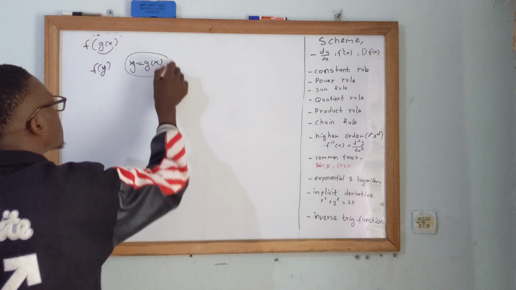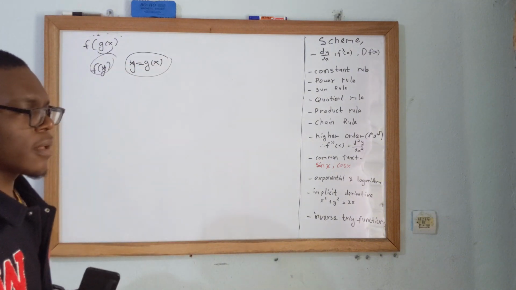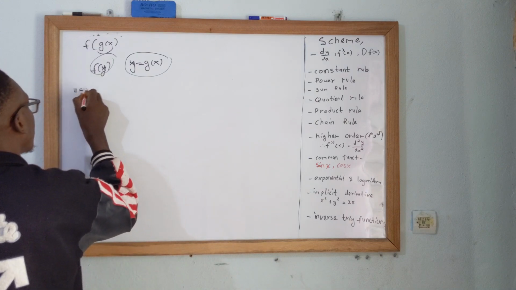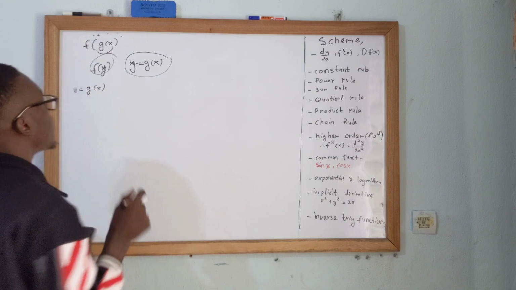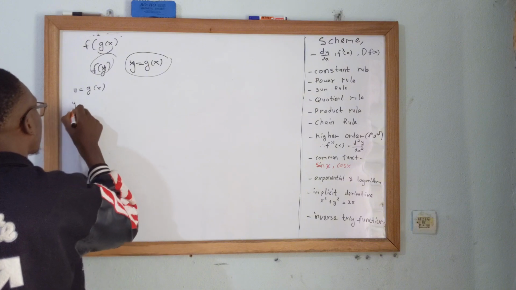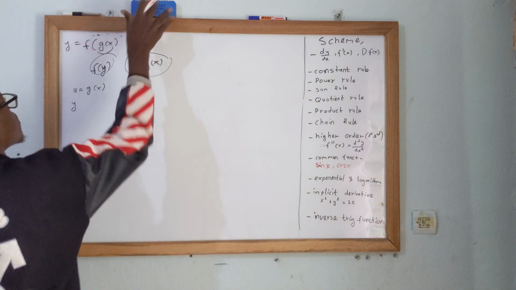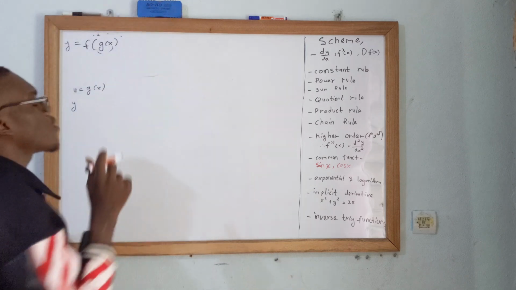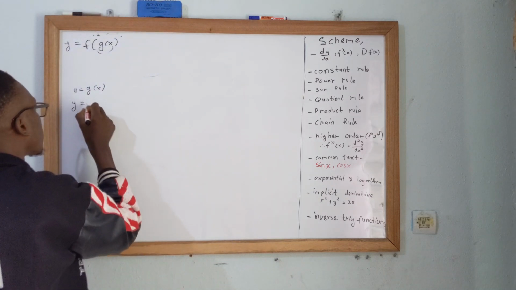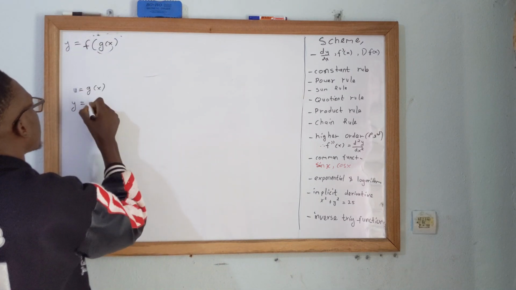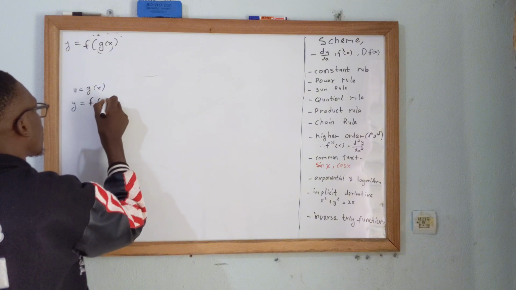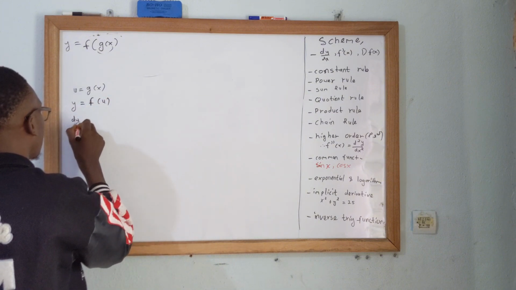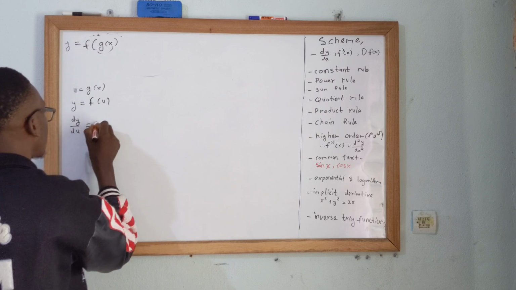And how can you differentiate what's inside here? You're going to be using the chain rule, by taking, for example, u is equal to this g of x. Therefore, we take into consideration that y is equal to what? y is equal to f of u. Okay, then we differentiate dy all over du is equal to what?